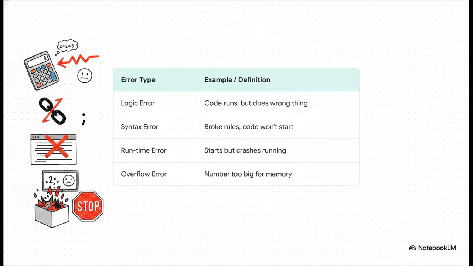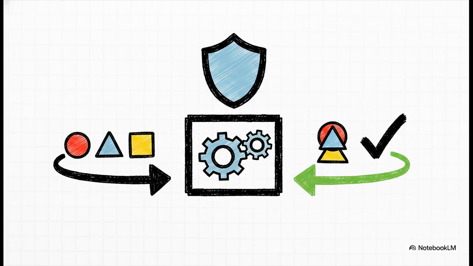Runtime errors mean it starts up but crashes mid-stride, and overflow errors happen when you hand the computer a number that's just way too massive for its memory. So here is a pro tip for catching those. Use test cases. This is where you feed your program specific inputs, where you already know exactly what the expected output should be. By actively checking these specific scenarios, you can verify with absolute certainty that your program is doing exactly what it's supposed to do. It's for sure your best defense against crashing software.